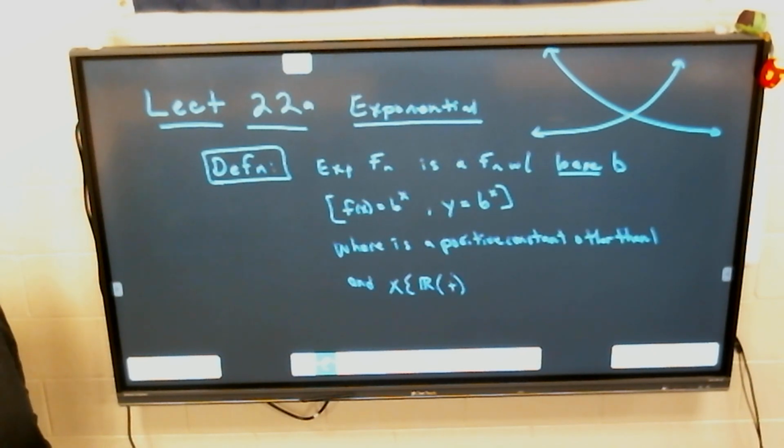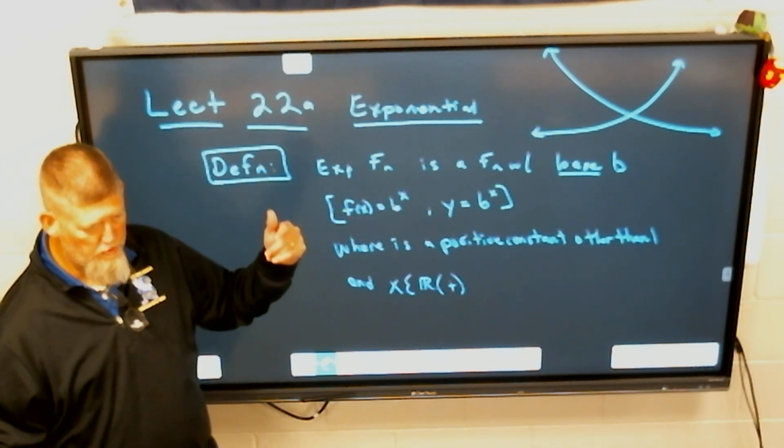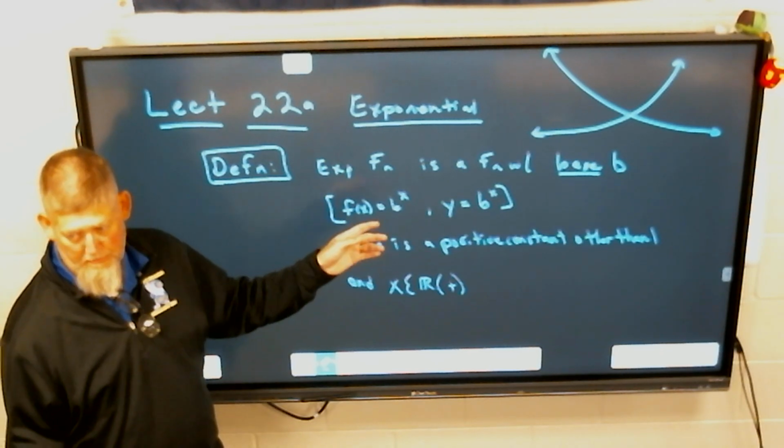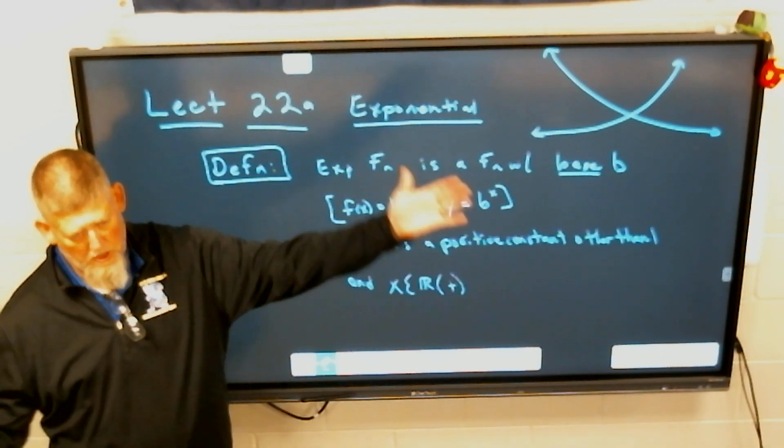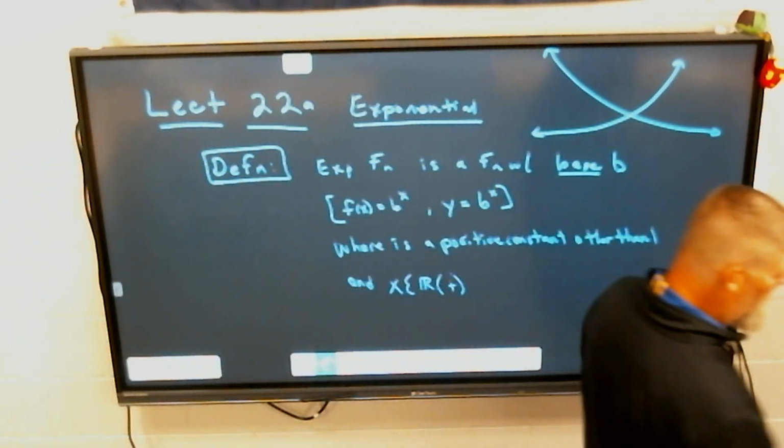Wait, what's always the positive constant? The b. Yes, the b is not going to be a negative value. So it's going to be 2, 3, 4, 5, 6. It's not going to be 1. Anything other than 1, it could be fractions, it could be decimals. It cannot be 1. Why can it not be 1? Because 1 to any power, whatever x would be, if x is 10, 1 to the 10th power is 1. 1 to the 100th power is 1. 1 to the 1/2 power is 1. So it would just be a constant function, and we wouldn't have an exponential.